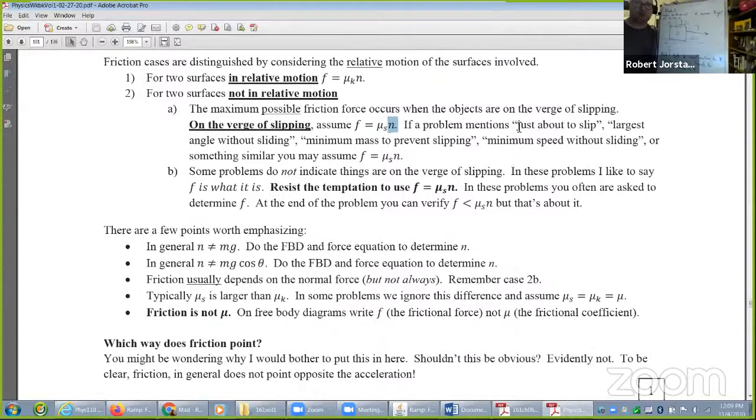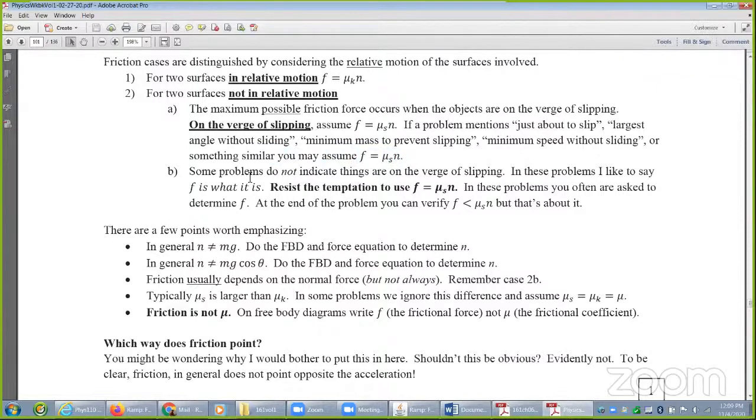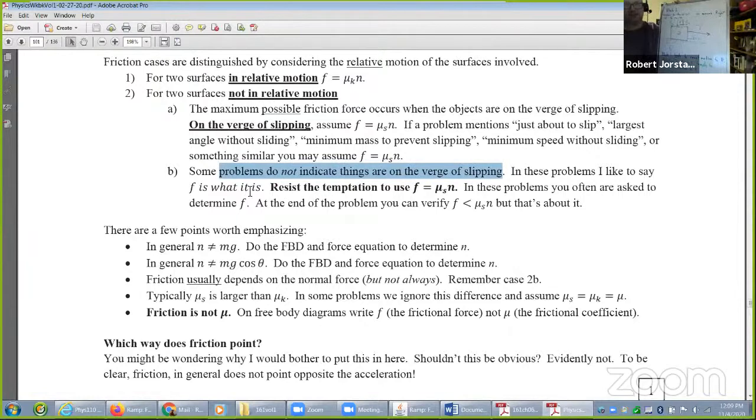If you see a problem that mentions it's just about to slip, or it says the minimum something to prevent slipping, or without sliding largest, or something like that, those are the keywords in a problem that let us use this equation. Finally, some problems do not indicate it. And then I just say F is what it is. Resist the temptation to assume this. Just because it's not moving doesn't mean you can use static friction. That subscript S means static friction. So it turns out it's actually less than that value.